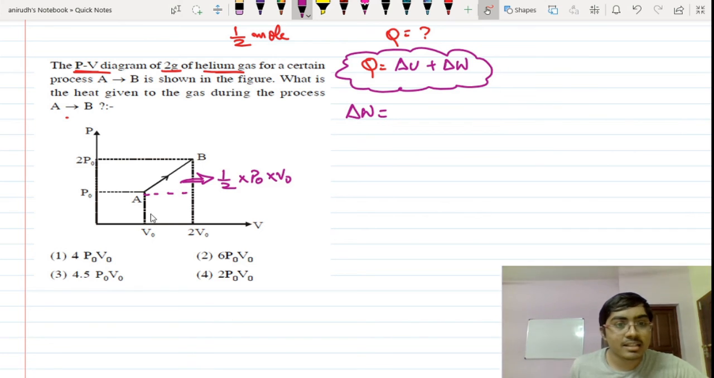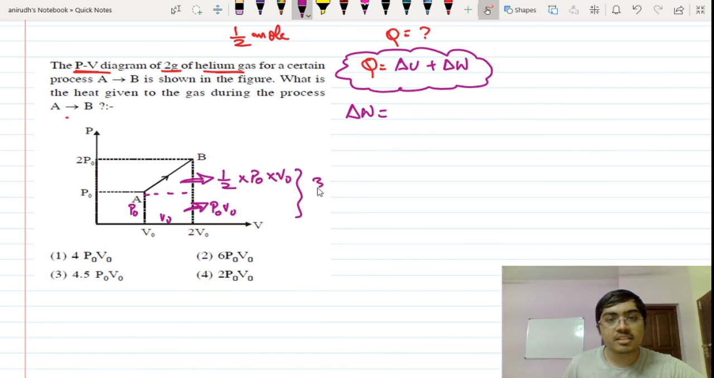And the area of the rectangle is also important. So length into breadth. This length is V naught and breadth is P naught itself. So this area is actually P naught V naught. Fine. So half P naught V naught plus P naught V naught, the total area is 3 by 2 P naught V naught. And that is your work done.